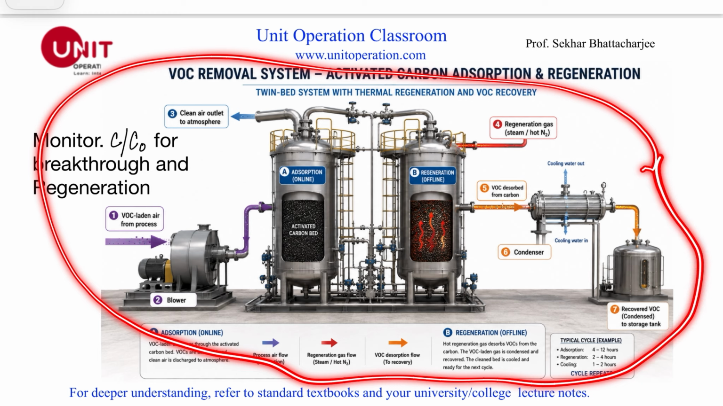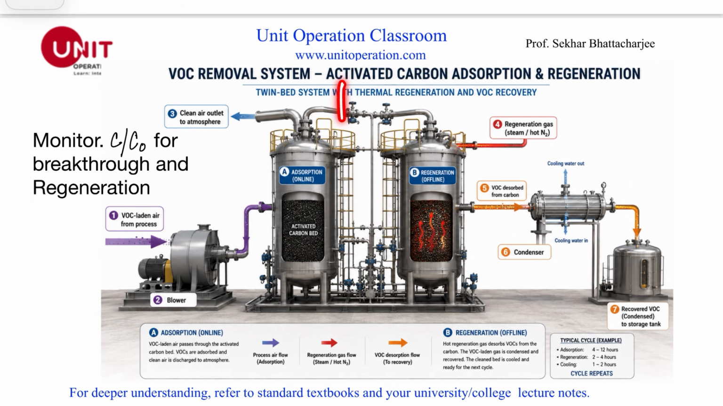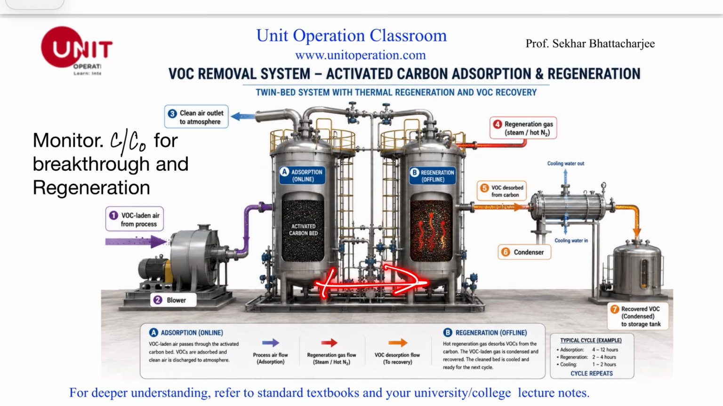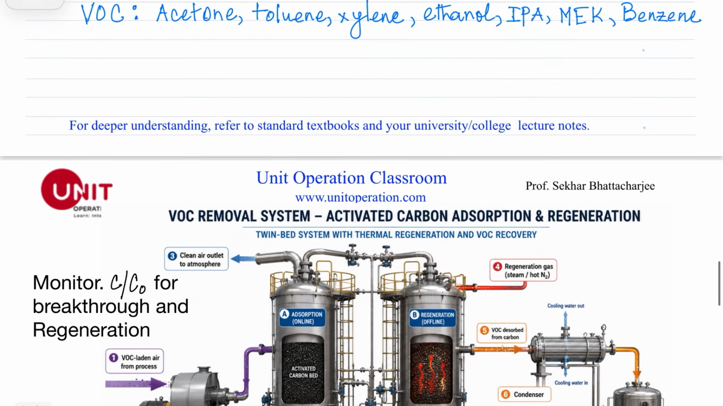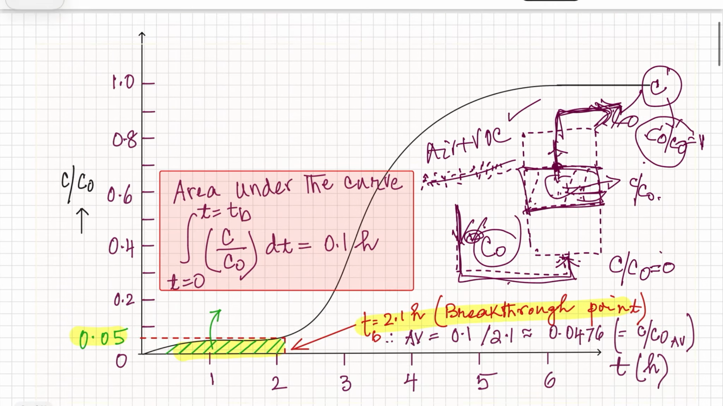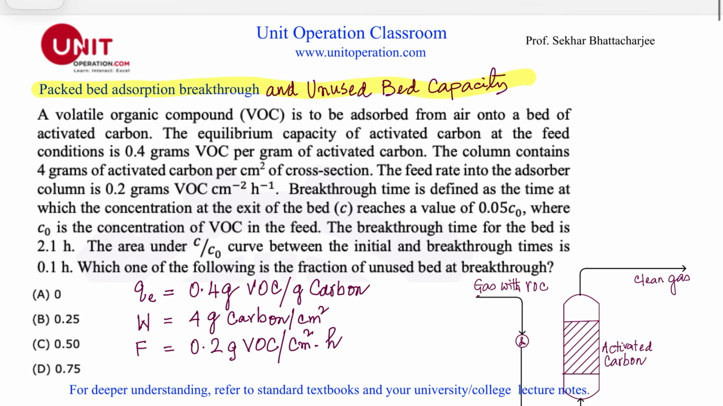So this is a typical example of a VOC absorption system. Of course, there are a couple of different process instrumentations and different monitors, for signaling when absorption is done and when the bed should be sent for regeneration, the entire thing. Okay. So going back to the problem here, the answer is 0.75. D is the correct option.